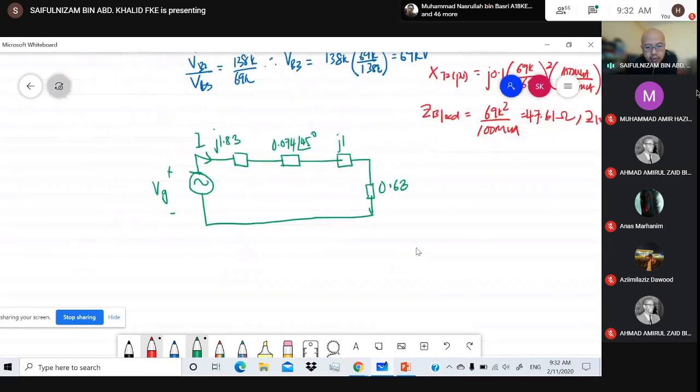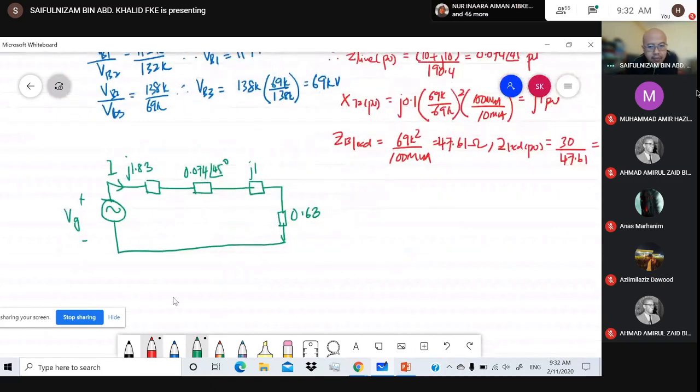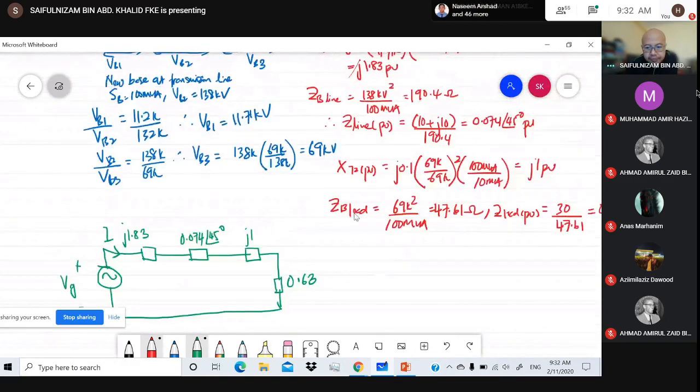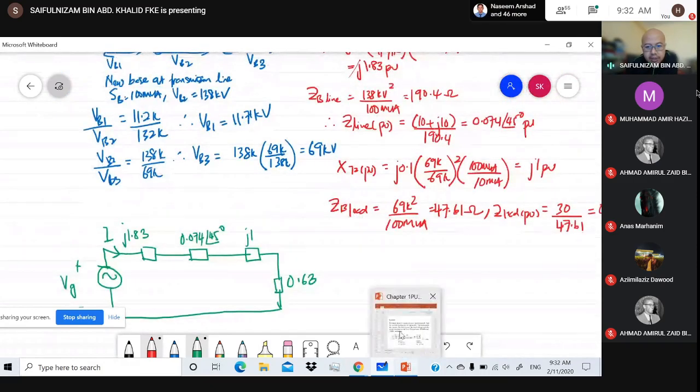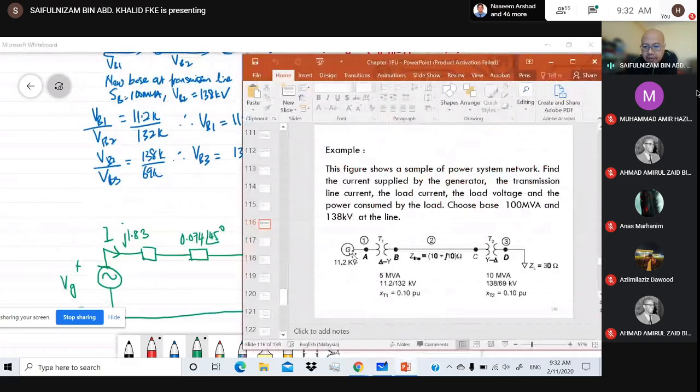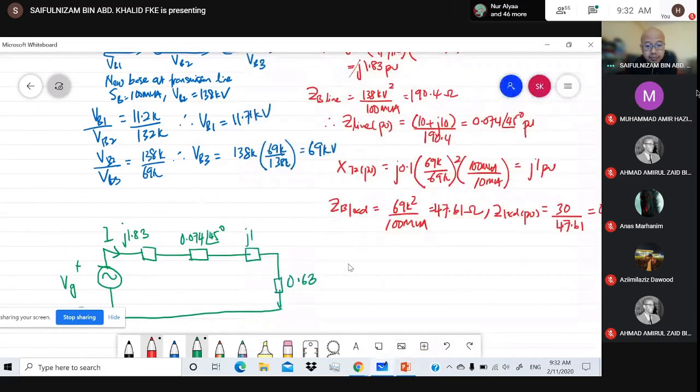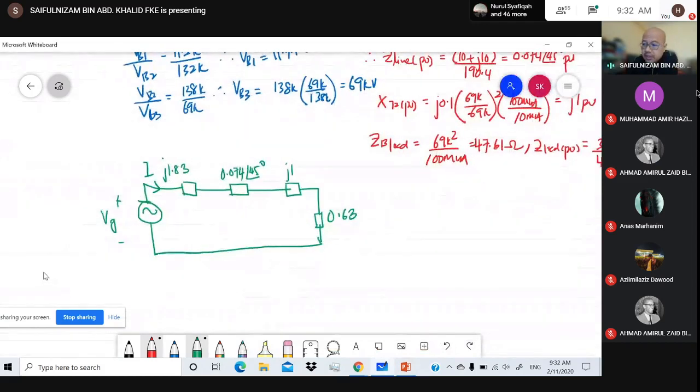Okay, now how do you find the current? We have to know the voltage, right? So from the question, you are given the voltage at the generator only. There is no voltage at the load. So yes, the actual voltage at the generator is given, meaning that we can find the per unit value of the generator voltage.